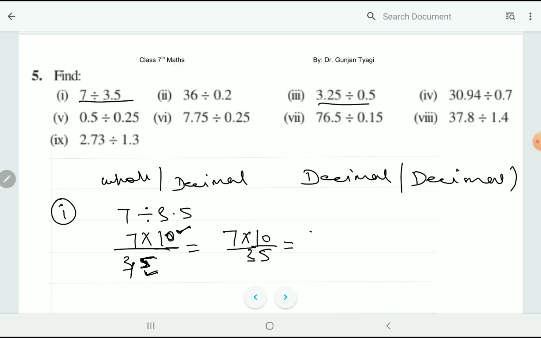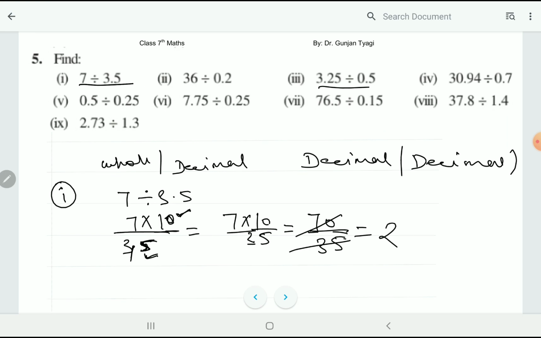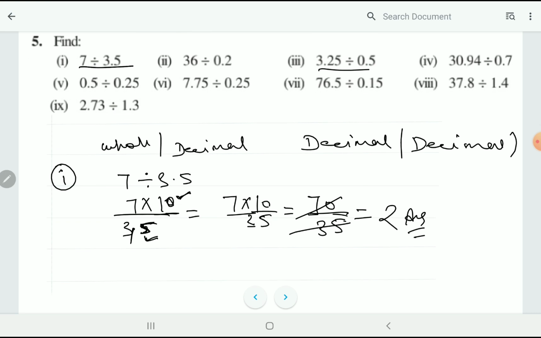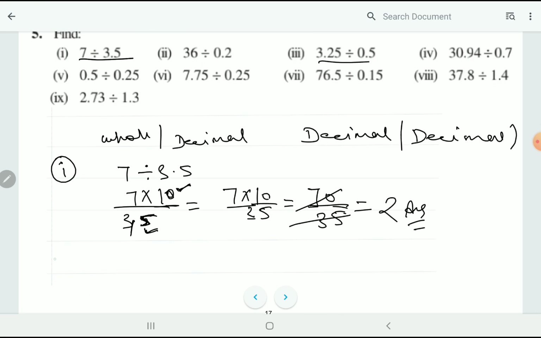Just multiply: 7 tens are 70, divided by 35. Sorry, it's 35. It is 2. 70 is a multiple of 35, 2 times. So 2 is the answer. First part is done. Let's do the second part.